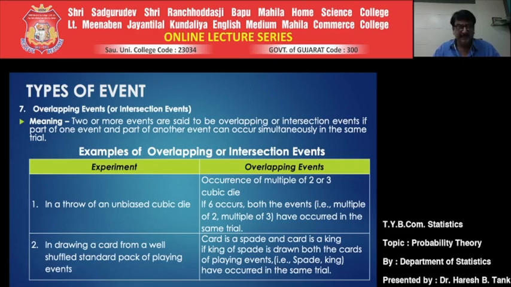Let us see it in an example. In a throw of an unbiased cubic die, let us suppose there are two events. Occurrence of a multiple of 2 or 3. Okay, these are two different events. Occurrence of a number which is a multiple of 2. Occurrence of a number which is a multiple of 3. Okay, put it separately. Just think of a number which is a multiple of 2. Let us denote it with A. Which are they? It can be 2, 4 or 6.